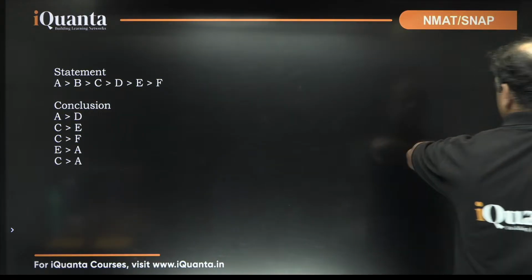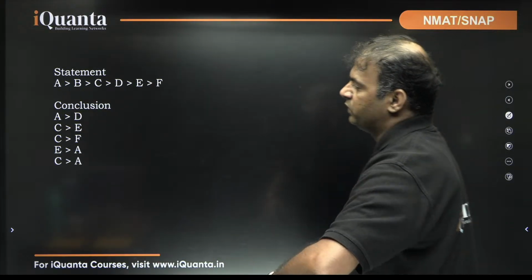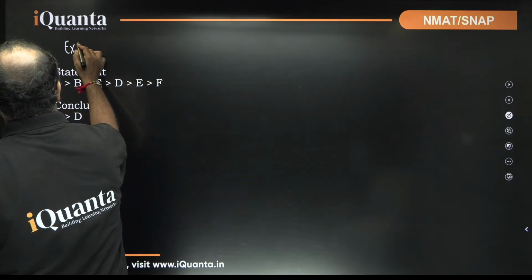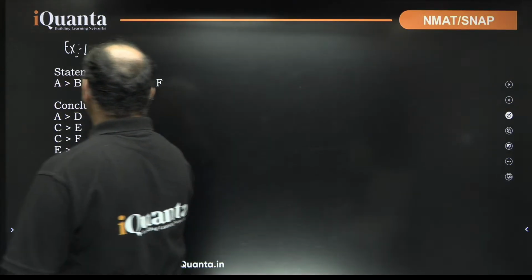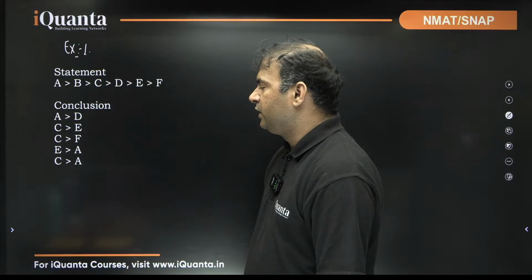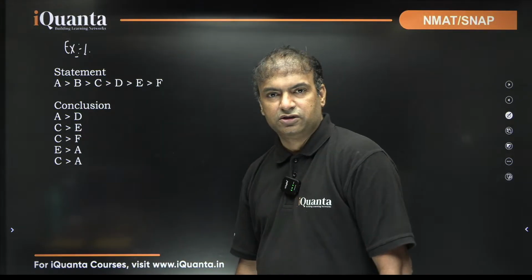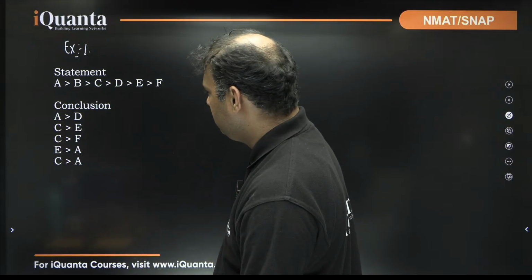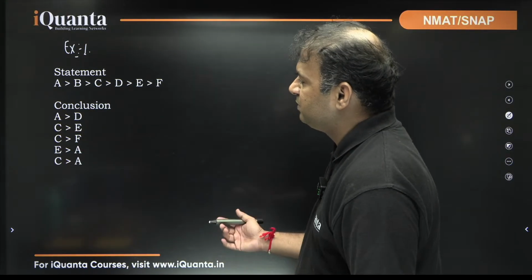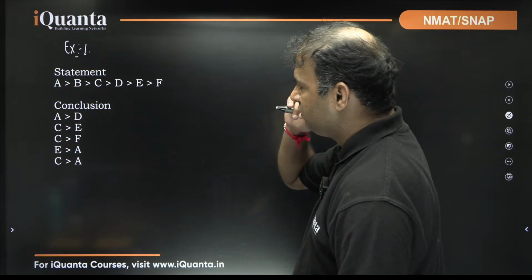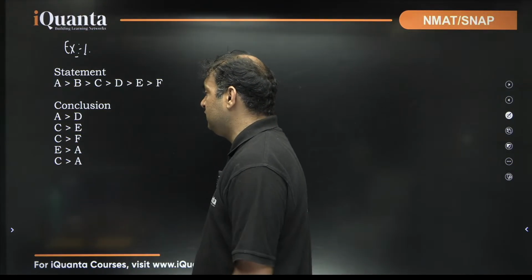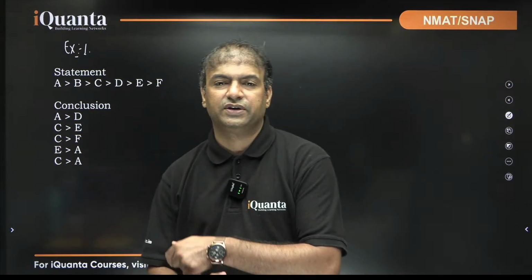In the next slide, guys, again, we'll try to understand this with the help of an example. In this example, we are given one statement and a few conclusions, and we just have to find out which among these conclusions is or are following the statement given, right? Easy example, let me explain to you. The statement given is that A is greater than B, B is greater than C, C is greater than D, D greater than E, E greater than F. Very simple example, guys, okay?